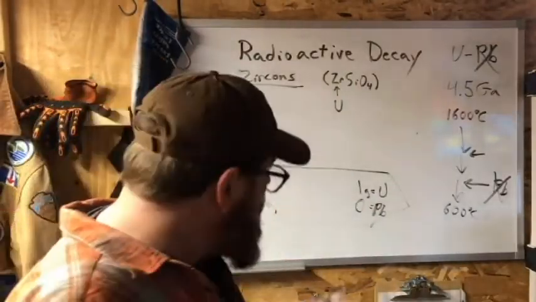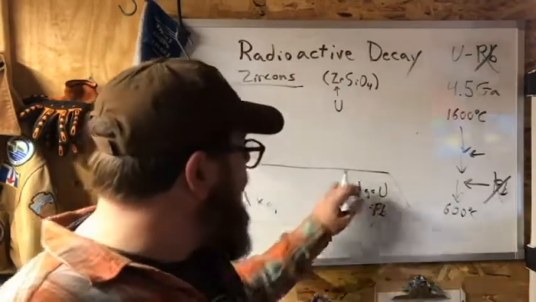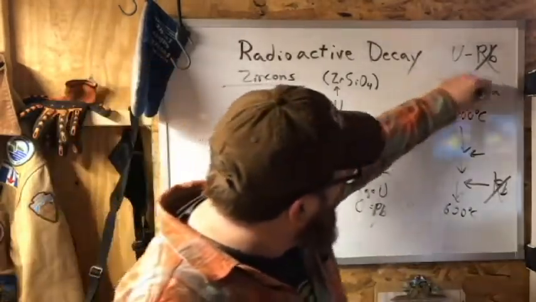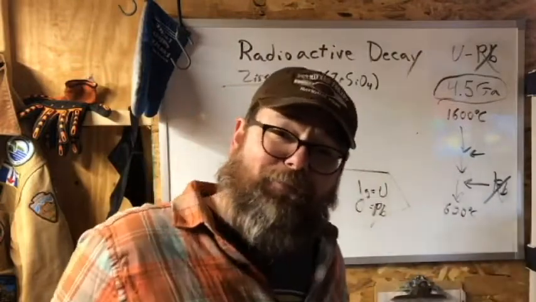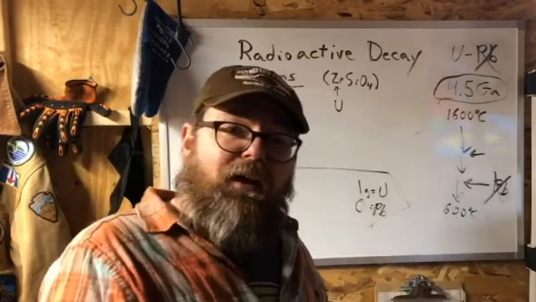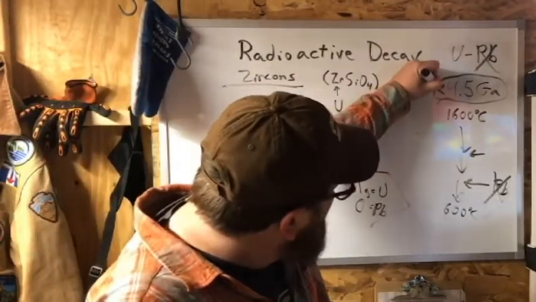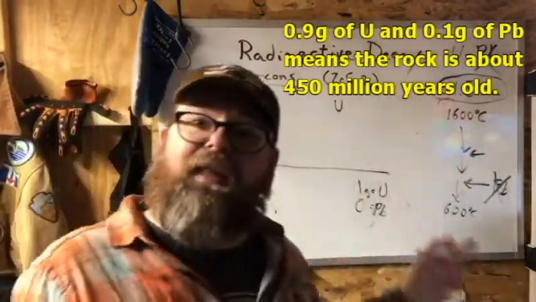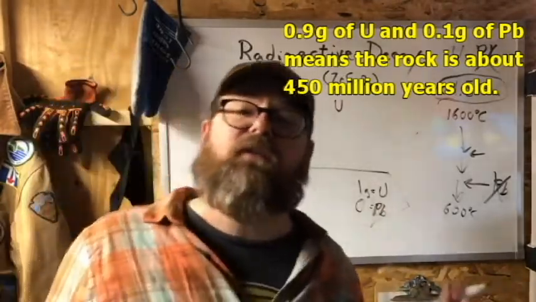Well, what if we don't have 0 lead? What if we have 0.5 gram of uranium and 0.5 gram of lead? Well, we know that rock is this old. If we have 0.9 grams of uranium and 0.1 grams of lead, we're going to have something significantly younger than this. I'm not going to go through the maths with you, because we're still within that first half-life.